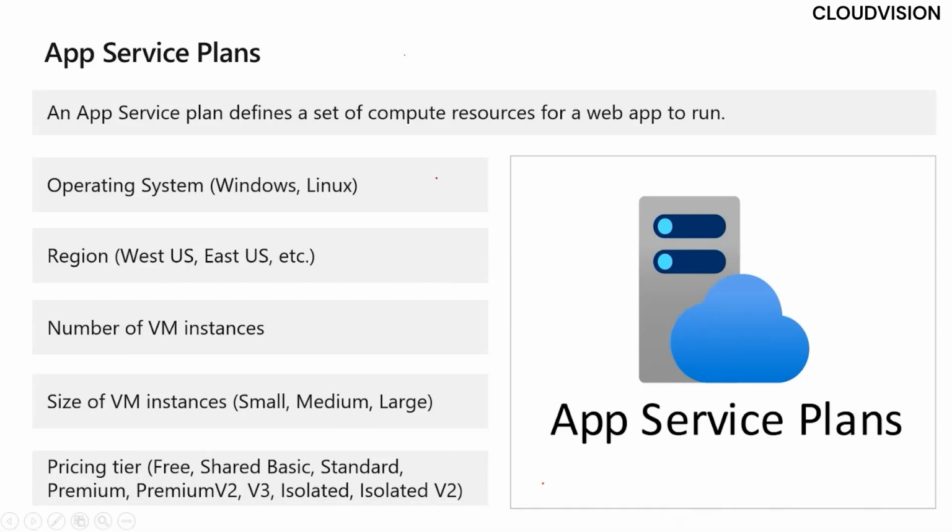I'm looking for a VM. When you create a virtual machine, it's an infrastructure service. You define a size, you define the operating system, you define the computing power for your VM. Same goes for App Service plan. When you create your web application, how much compute power it needs, how many resources it needs to create your application. So App Service plan means the set of compute resources required for your web application to run.